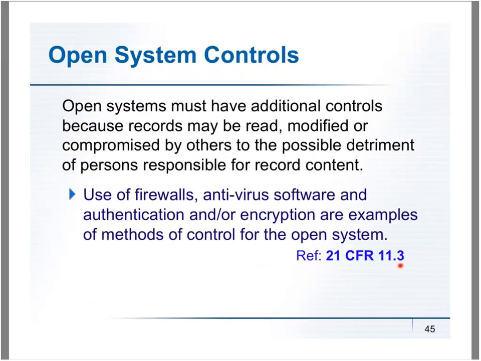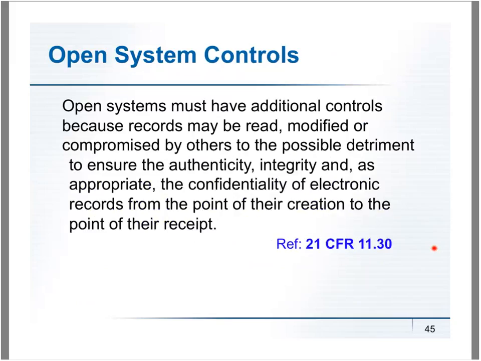Open systems, as you might logically expect, must have all the controls of a closed system, plus, as I have mentioned four or five times, additional controls such as super firewalls, antivirus software, and far more elaborate rules for authentication, because you're using an open system via a telephone link.